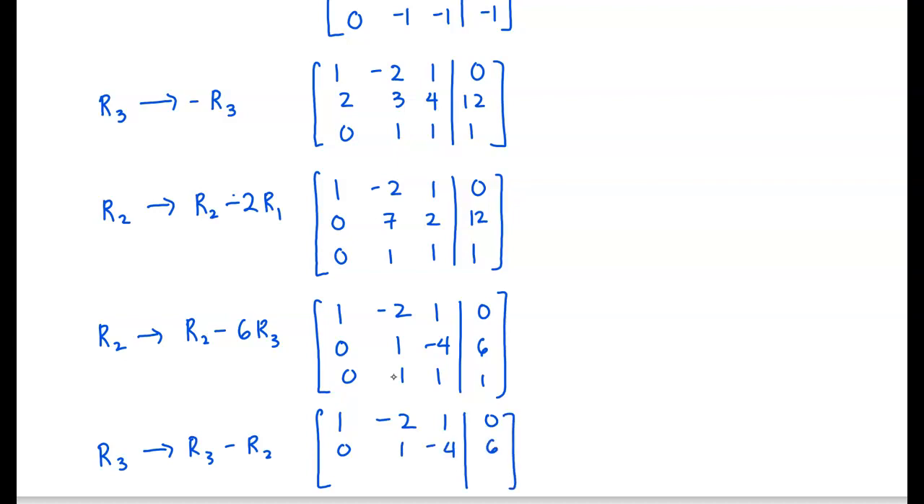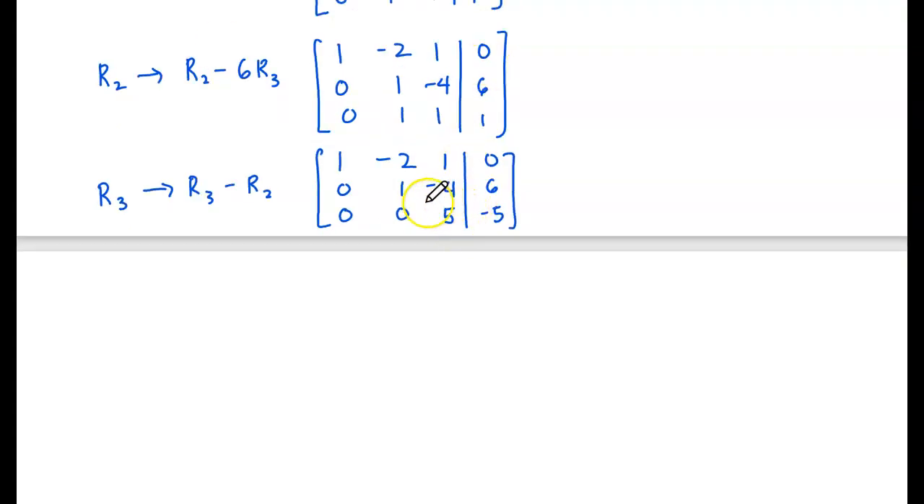Now your row 3, again you just subtract this. So 0 minus 0, that's still 0. Now 1 minus 1 is 0. Negative 4, oh, it's R3. So negative 1 minus negative 4. So again, it's R3 minus R2. So row 3 minus row 2. So 1 minus negative 4 is positive 5. And then 1 minus 6 is negative 5.